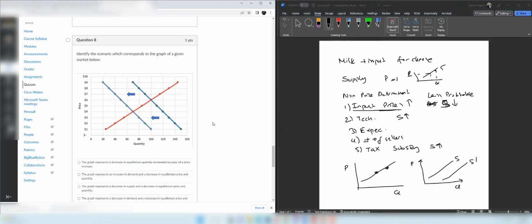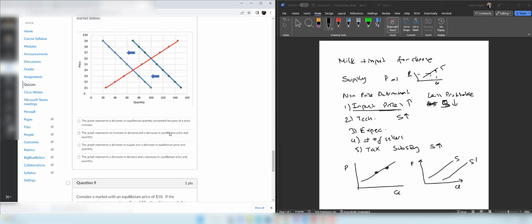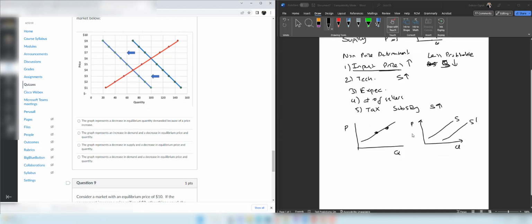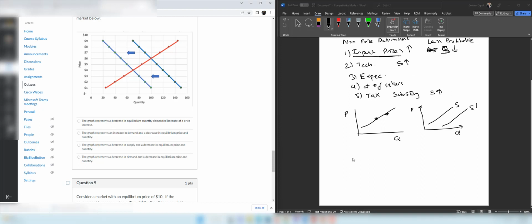Question 8. Identify the scenario which corresponds to the graph of a given market below. So what happens in this graph is that demand shifts to the left and supply doesn't shift. That's the story. So let's read. The graph represents a decrease in equilibrium quantity. Okay, let's find out. So let's draw it here.